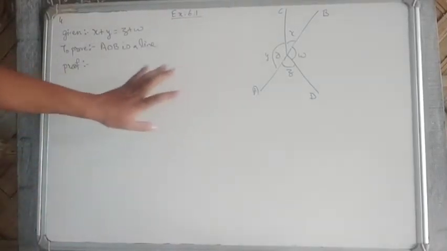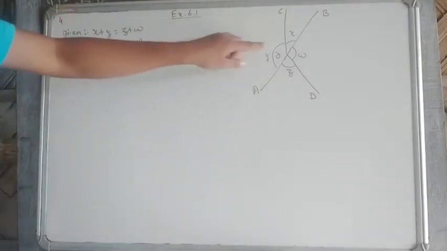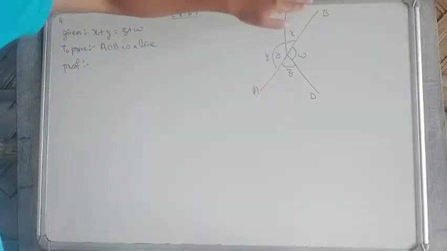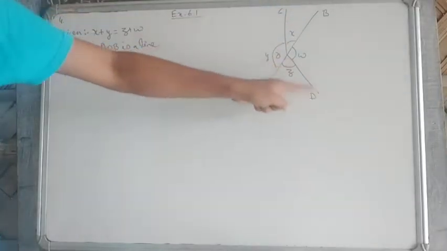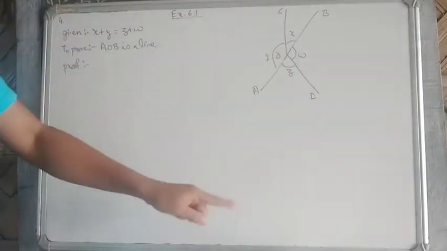So now in this question, question number 4, exercise 6.1. So this is the diagram. You can see that AOB is a straight line. COD is not a straight line. It's just coming and then it goes that side.